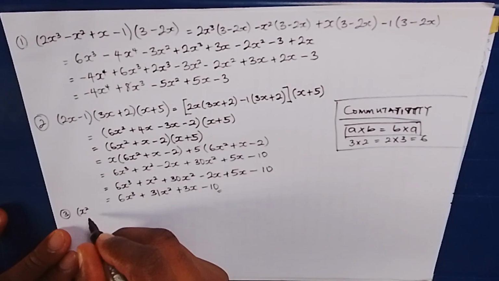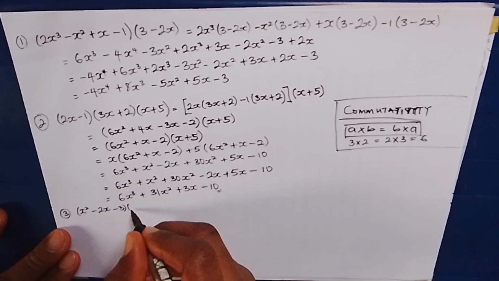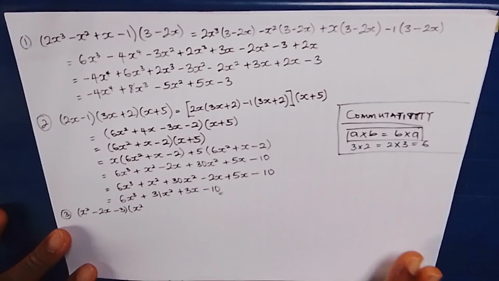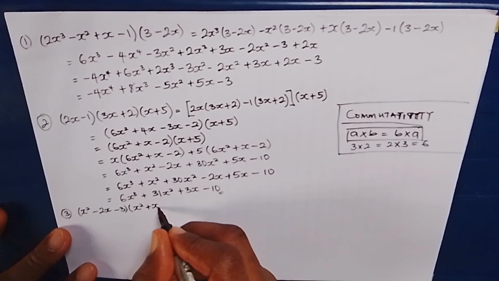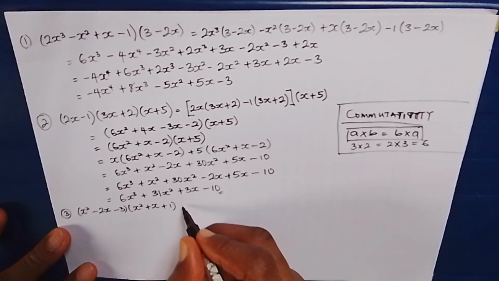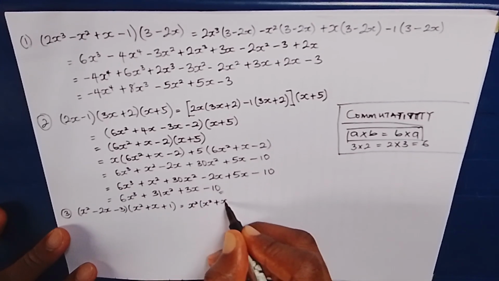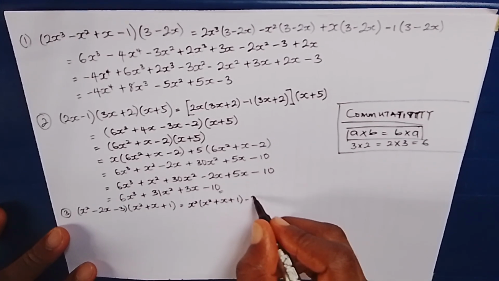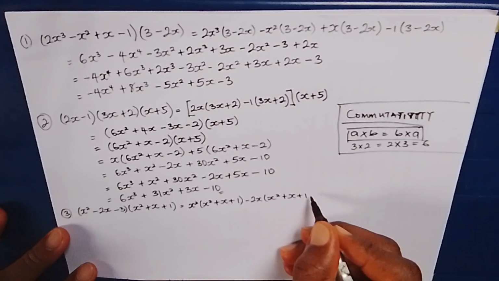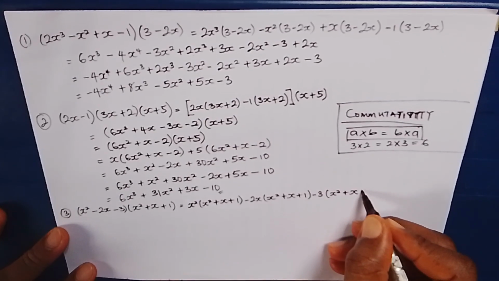x squared minus 2x minus 3 multiplied by x squared plus x plus 1. So let's distribute this into this. We have x squared into x squared plus x plus 1. Then we have minus 2x into x squared plus x plus 1. Then we have minus 3 into x squared plus x plus 1.